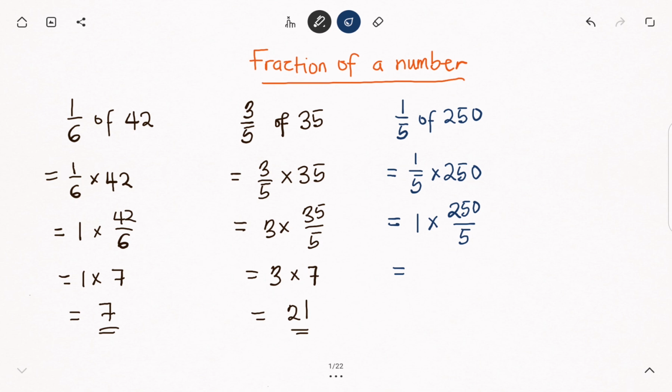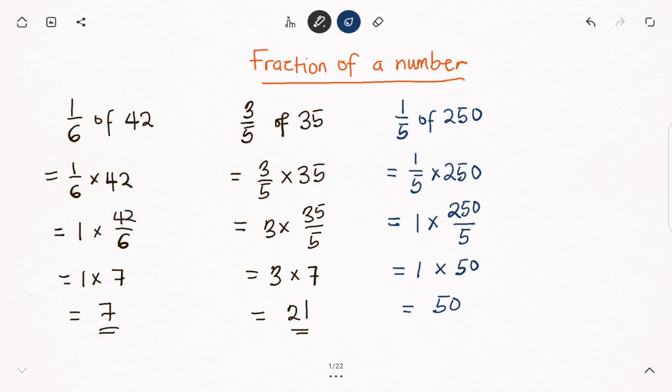Now we have 250 on 5. We know 5 will go into 25 5 times. So that means we have here 250 divided by 5 will give us 50. And then we still have our 1 over here. So over here, our final answer is going to be 50. Now let's have a look at more examples in this case.